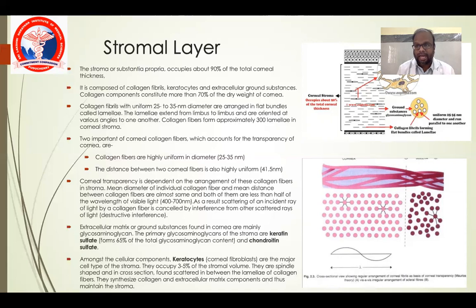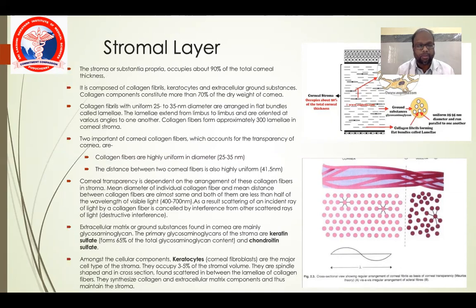Okay, it is the arrangement of these collagen fibers that contributes to the transparency of the cornea. The collagen fibers are highly uniform in diameter. That is, their diameter ranging from 25 to 35 nanometers gives this transparency. They are uniform. It is not that some collagens are longer, some are shorter, some are stouter, some are thinner.